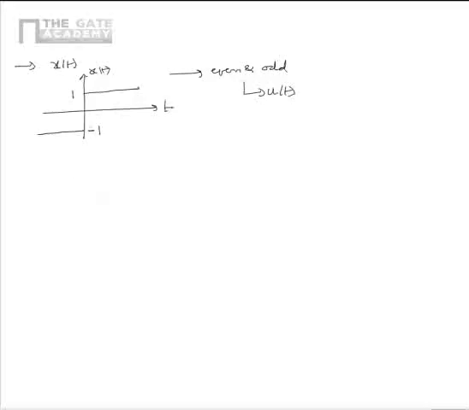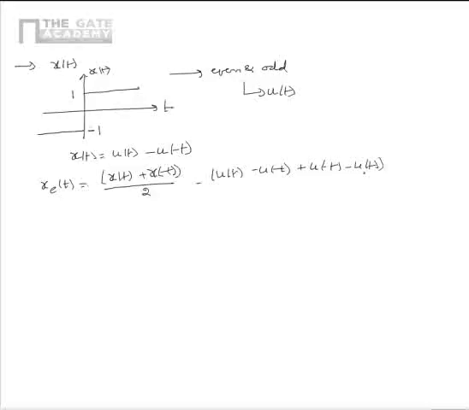We know that the given signal x of t can be written as u of t minus u of minus t. From this, we see that the conjugate symmetric or even part of the real signal given can be written as x of t plus x of minus t divided by 2, which can be written as u of t minus u of minus t plus u of minus t minus u of t divided by 2, which is equal to 0.